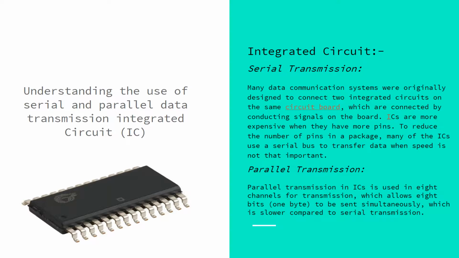ICs are more expensive when they have more pins. To reduce the number of pins in a package, many of the ICs use a serial bus to transfer data when speed is not that important. Parallel transmission. Parallel transmission in ICs is used in 8 channels for transmission, which allows 8 bits, 1 byte, to be sent simultaneously, which is slower compared to serial transmission.